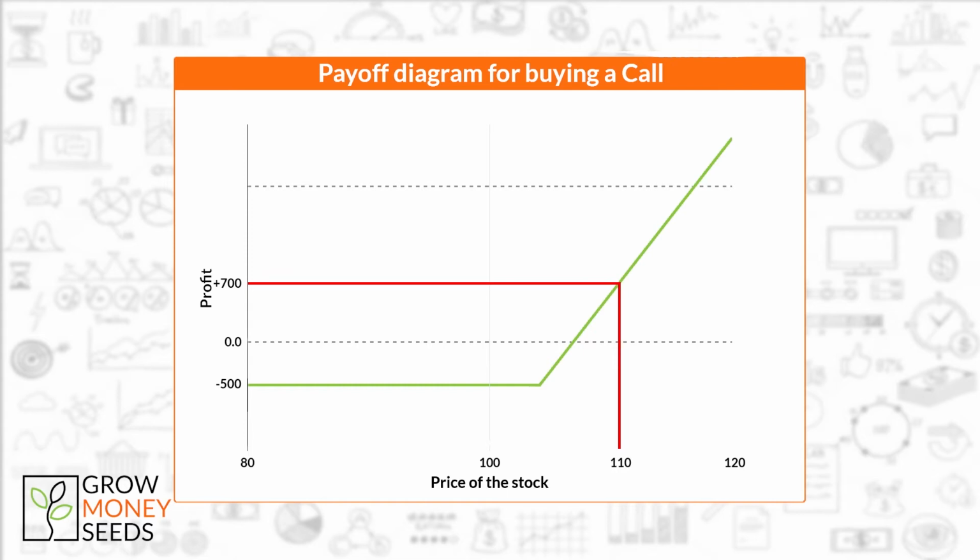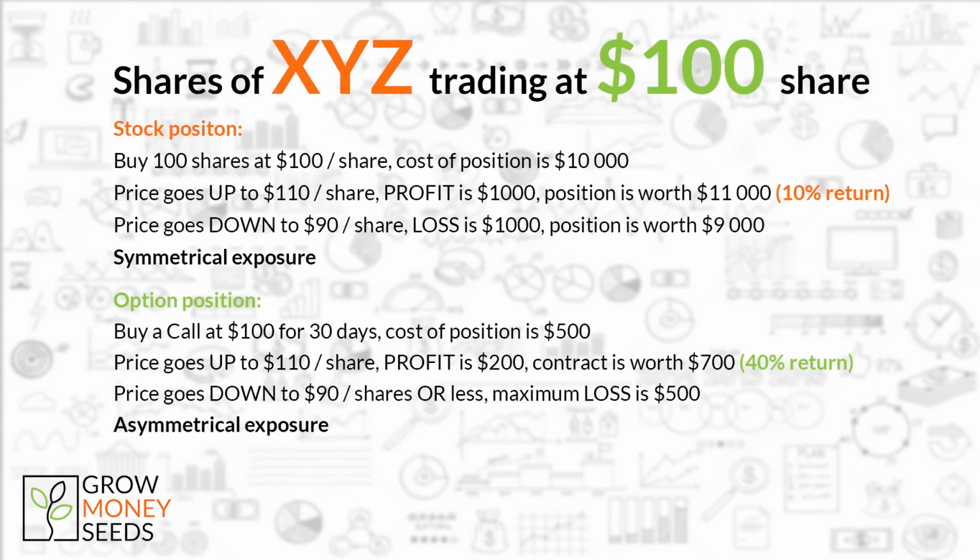If I'm wrong and the price drops to $90 or less, then I could just let the contract expire and my maximum loss would be $500. Note, this is 50% less than the loss on the stock position. Options give us an asymmetrical exposure, where the gains and the losses do not go up and down by the same amount.